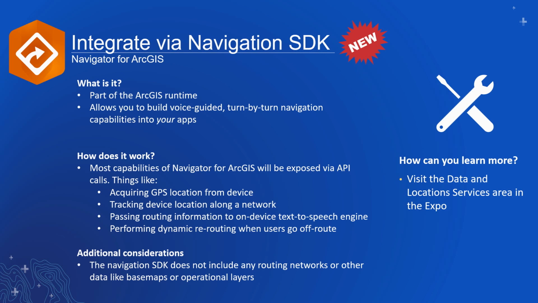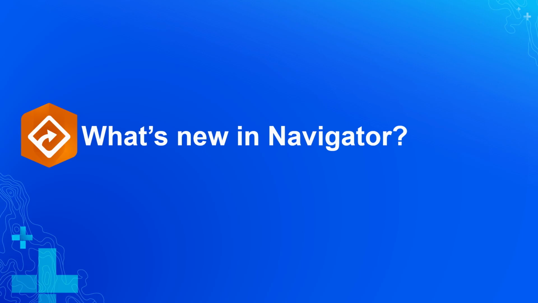One thing that you would want to think about if you want to use the Navigation SDK is that this does not include any routing networks or other data like base maps or operational layers. It's really just that under-the-hood smarts. It's not the data that comes with Navigator for ArcGIS. So if you want that kind of out-of-the-box experience, stick with Navigator and call it from other apps. If you want to build that custom stuff yourself and provide the networks and the base maps and all of that good stuff, you can do it using the Navigation SDK.